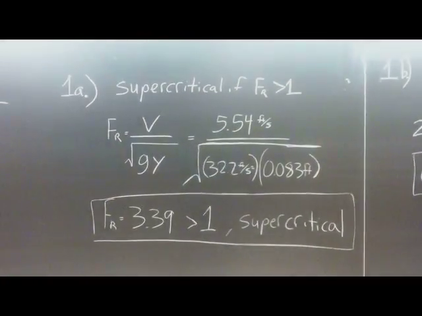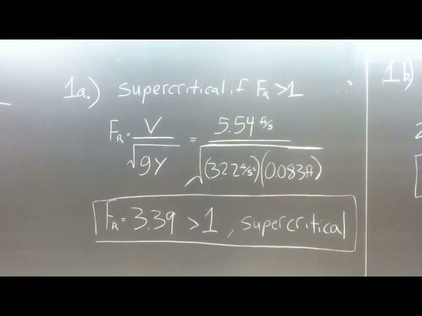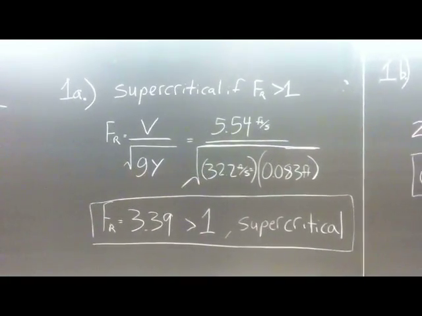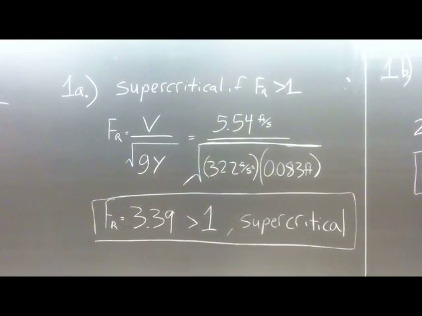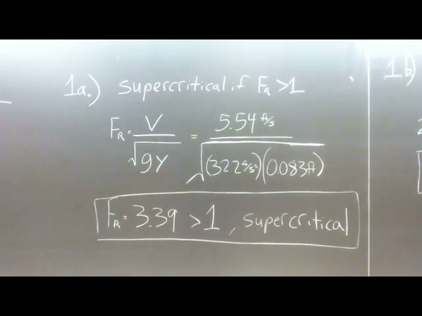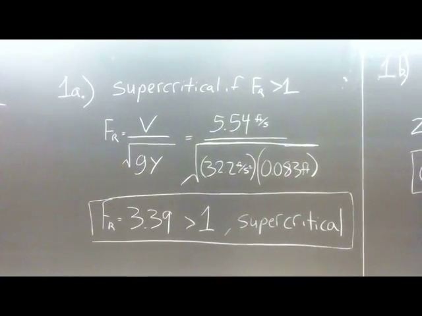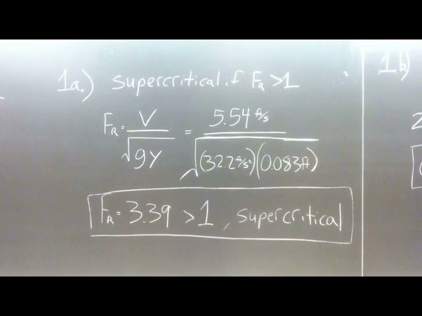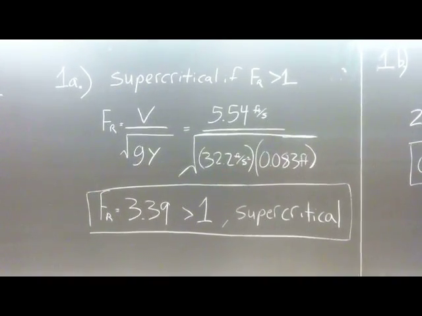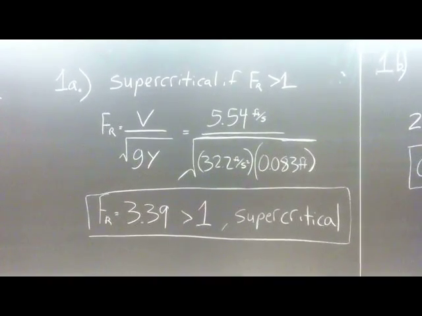Problem 1a asks us to prove that the flow is supercritical on its approach. The flow is supercritical if the Froude number is above 1. This is an easy way to tell. The formula for the Froude number is velocity divided by the square root of gravity times the depth. In this situation, the Froude number equals 3.39, which is greater than 1, so the flow is supercritical on its approach.